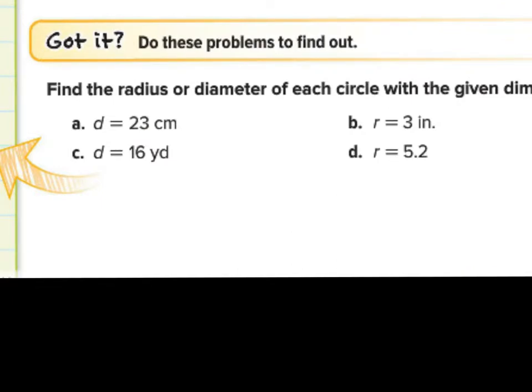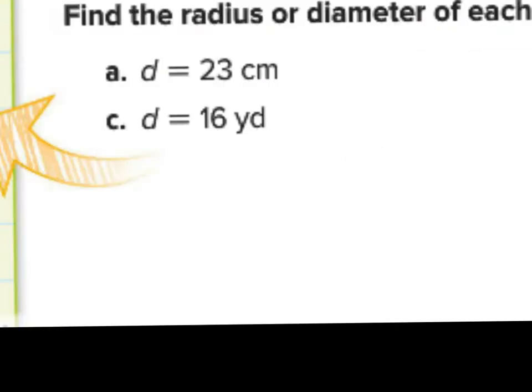If you think you got it, go ahead and try A to D on your own. Remember to use the formula for multiplication and division. Go ahead, pause the video now. So we're being asked to find the radius or the diameter. Here we're given the diameter, so clearly we're going to look for the radius. And the radius is half the diameter.